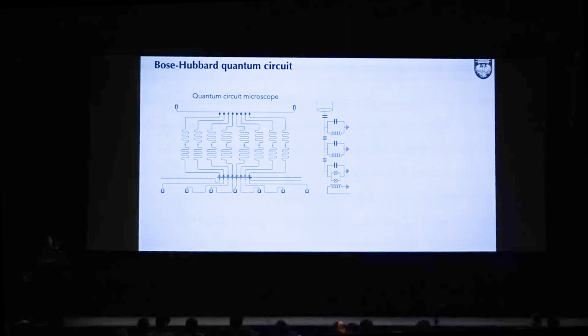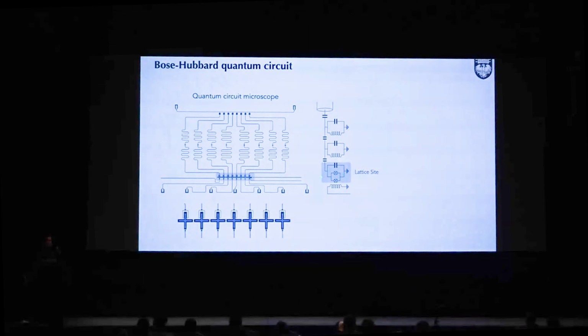Okay, so here I'm showing you the full picture of our device. I already described the tight-binding chain of transmons. This is basically where the science happens. And one thing I glossed over is the fact that each qubit has not just one Josephson junction, but two Josephson junctions in a loop. This is a superconducting quantum interference device.